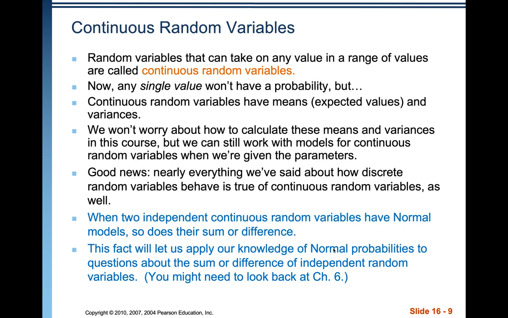So this means we are going to be working with normal distributions again. So you might want to go back and look at Chapter 6 and refresh what you know about normal distributions. This fact will let us apply our knowledge, like I said, from Chapter 6 whenever we're working with the sum or difference of two random variables that are normal.